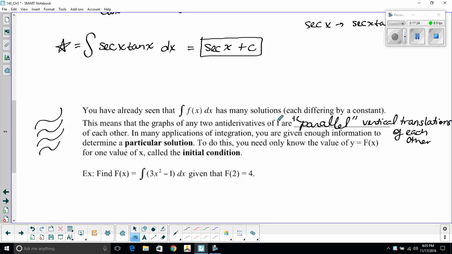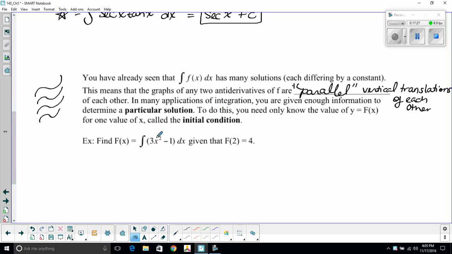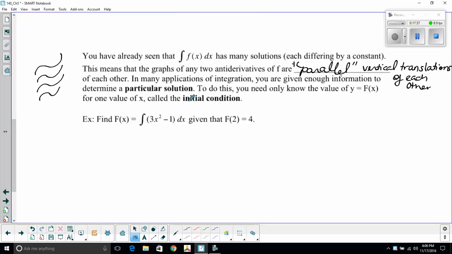In many applications of integration, you are given enough information to determine a particular solution. To do this, you need only know the value of y equals f of x for one value of x, called the initial condition. It doesn't have to be actually initial, like t doesn't have to equal 0. It just means one other condition.